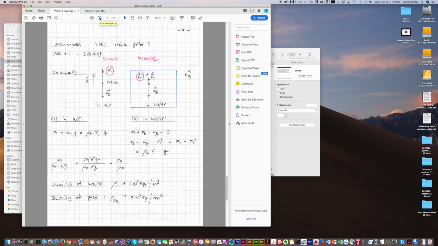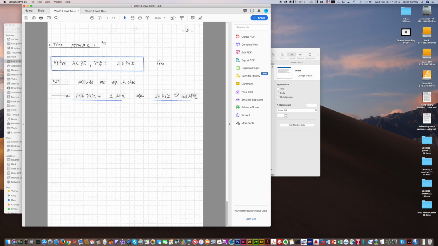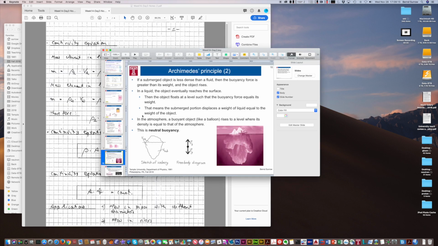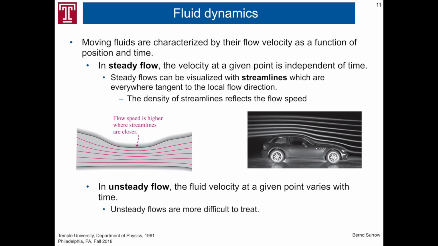So let me now go back to the slides here and very briefly illustrate a couple of phenomena when a fluid is in motion. So a moving fluid, be it a liquid or a gas. Moving fluids are characterized by their flow velocity as a function of position and time. So in a steady flow, what do we mean by that? The velocity at a given point is independent of time. Steady flow can be visualized by streamlines, which are everywhere tangent to the local flow direction here. In unsteady flow, the fluid velocity at a given point varies with time.